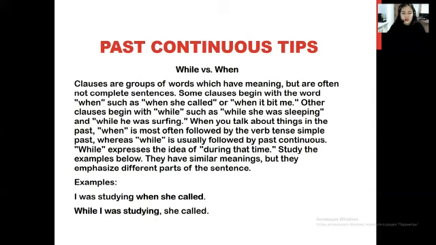Study the examples below. They have similar meanings, but they emphasize different parts of the sentence. Examples: I was studying when she called. While I was studying, she called.